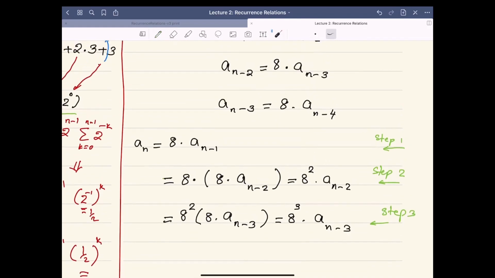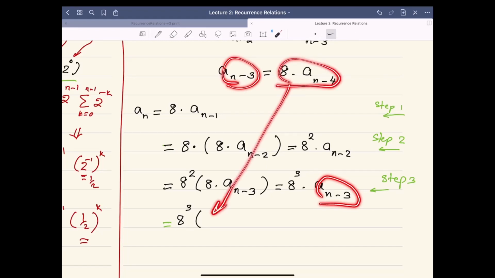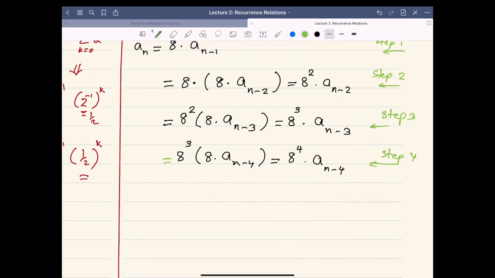Since we found until n minus 3, let us do one more substitution in step number 4. So we will have 8 cubed multiplied by, see, the value for an minus 3 is here. So substitute this, put it inside here. And the answer will be 8 multiplied by an minus 4. And this is equal to 8 raised to power 4 multiplied by an minus 4. And this is step number 4. So for each step, there is an equation.